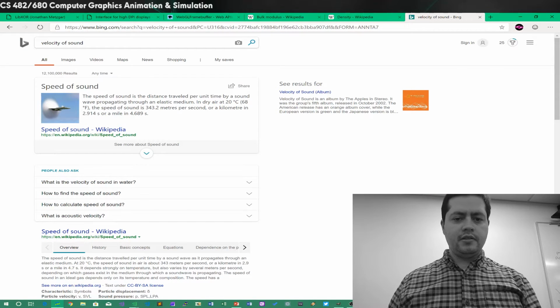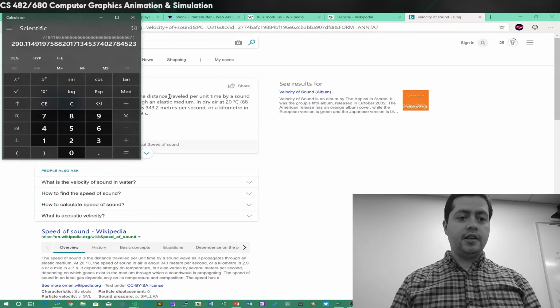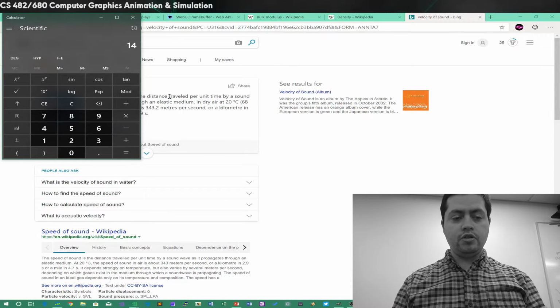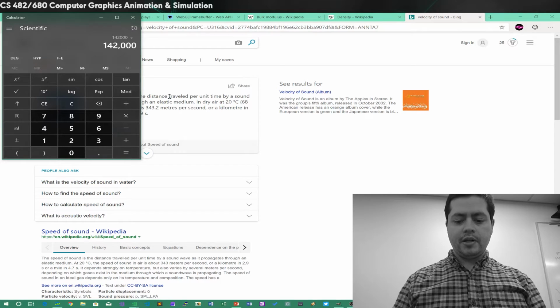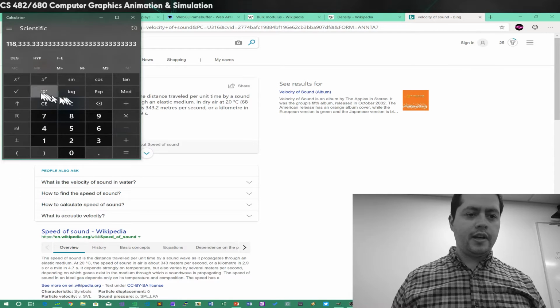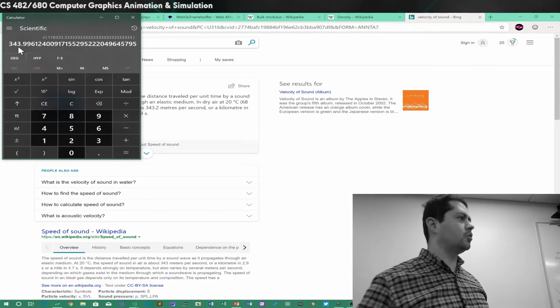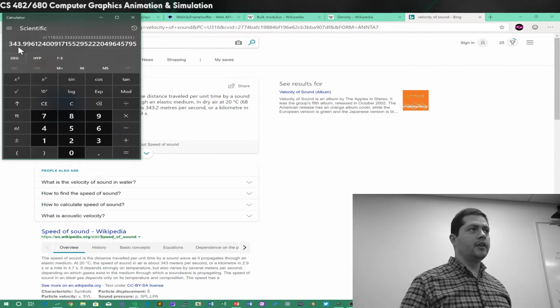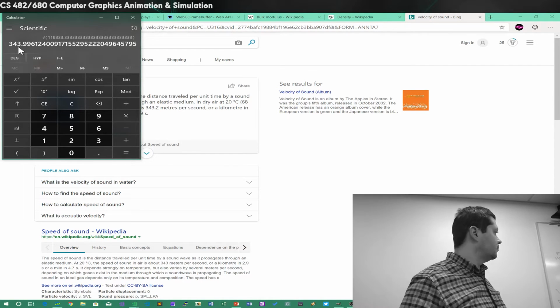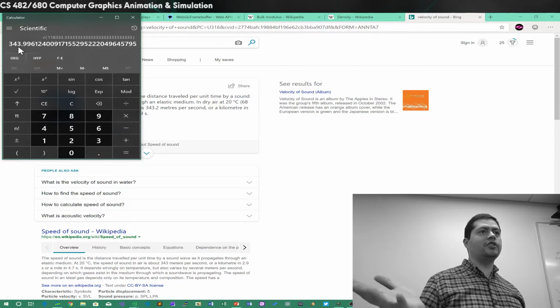343 meters per second, right? So I know for sure if we use the 142 divided by 1.2, and then we take the square root of that, we get 343. Okay, so that's where we are. That's nice. That math checks out.